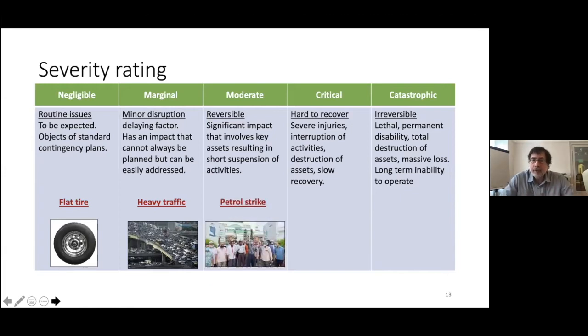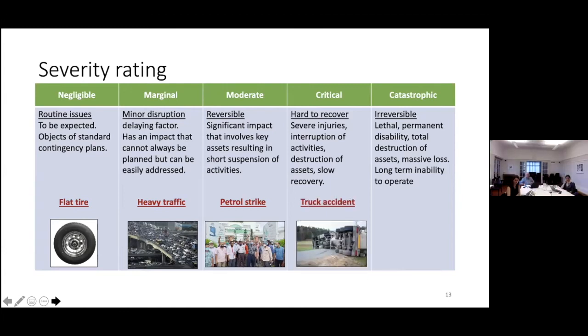Now, a reversible risk is, for example, a petrol station on strike. Well, that will push for a suspension of activities. You need petrol, so it has a significant impact on your operation, but it's something you can address. You can work with strikers, owners, trying to find your way out of this. And this is where negotiators are the most active, on moderate risk.